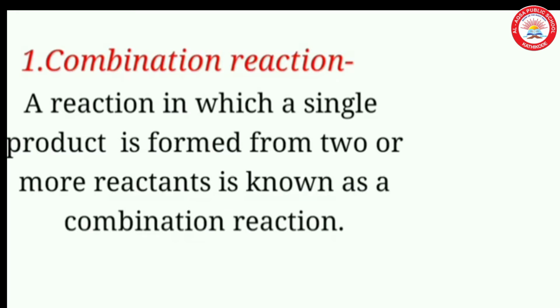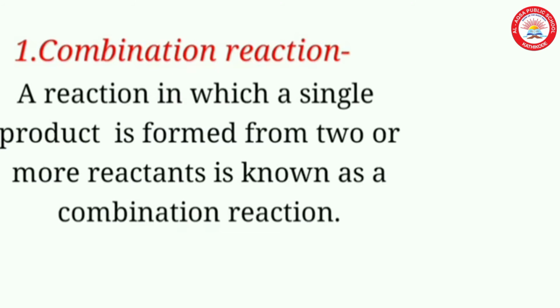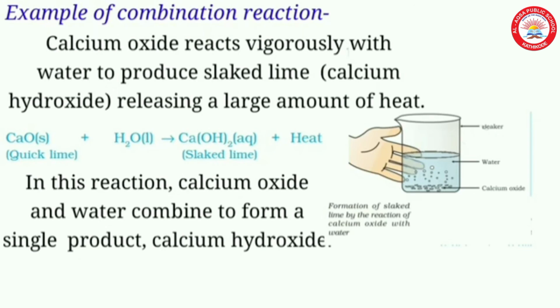A reaction in which a single product is formed from two or more reactants is known as a combination reaction. Let us discuss one example. It is there in your textbook, activity 1.4 in page number 6. Take a small amount of calcium oxide or quicklime in a beaker. Slowly add water to this. And after, we have to touch the beaker.